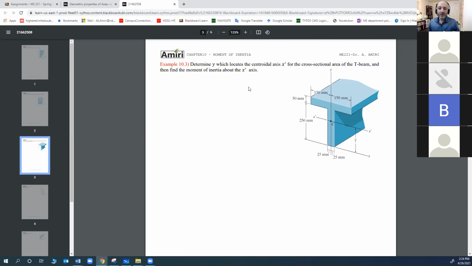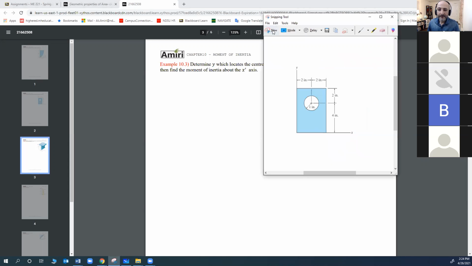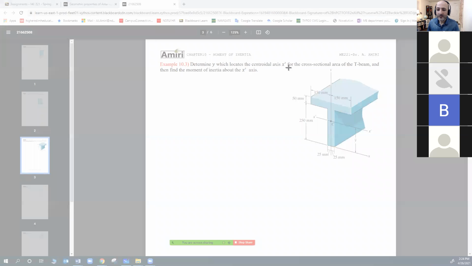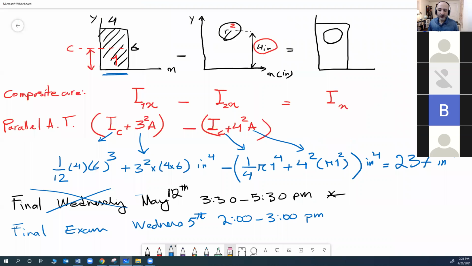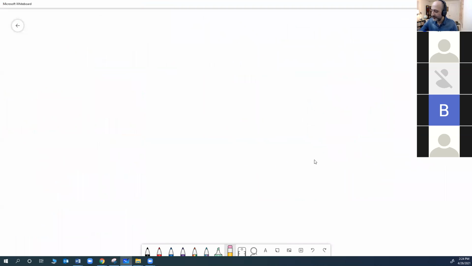Okay, so let's see. Let's take this to the whiteboard. All right, so let's just start with the y bar, the location of the center.